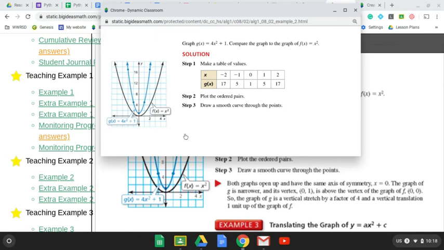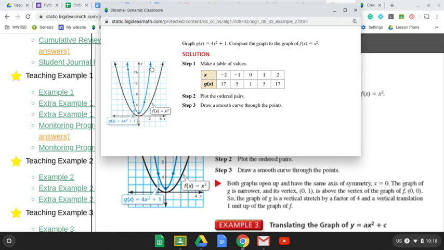Now we're going to plot the points and draw our smooth curve. Here's the point negative 2, 17, the point negative 1, 5, 0, 1, 1, 5, 2, 17. Connect the points with a smooth curve parabola like this.